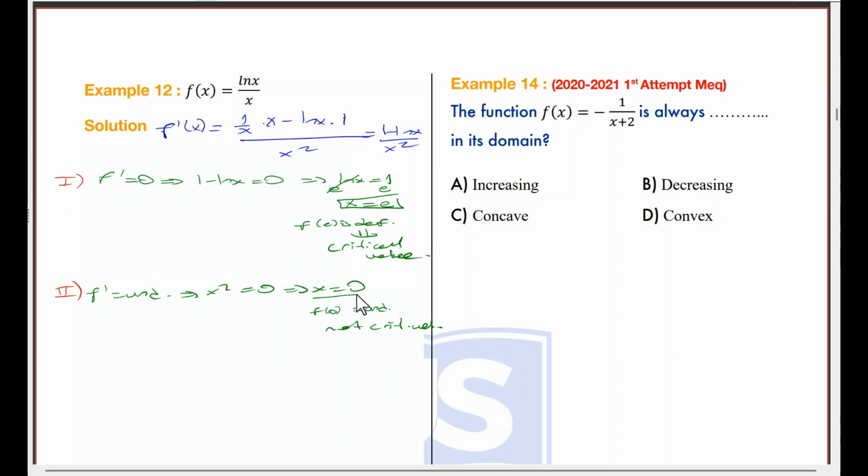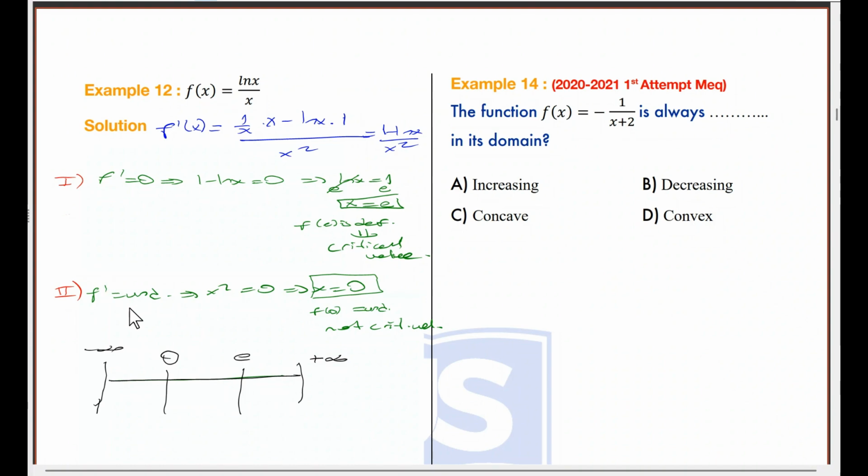Okay, we got two values. Remember, whether it's critical or not, to make a table, we are going to apply every number that we found from the derivative. We got 0, we got e, and what is the biggest value on the other side of e? It goes to positive infinity. Can we go to the negative infinity too?